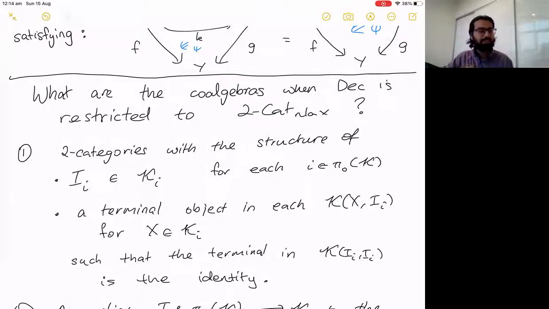And then on top of that, you need to satisfy the condition that the terminal object in the endo-HOM category on your chosen object needs to also be the identity. So this structure satisfying that property precisely characterizes coalgebras for Decalage restricted to 2 categories.